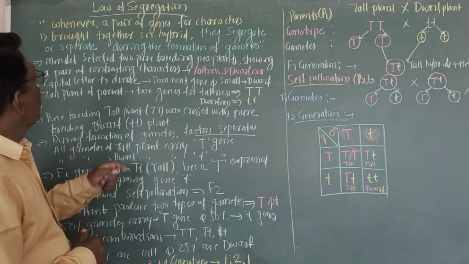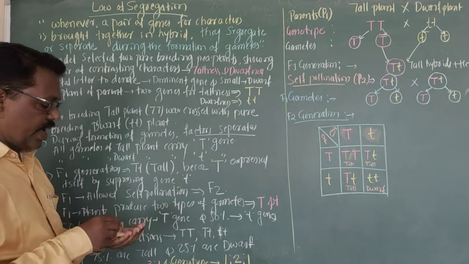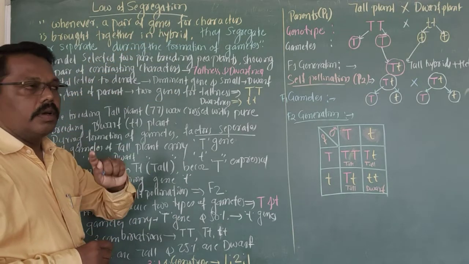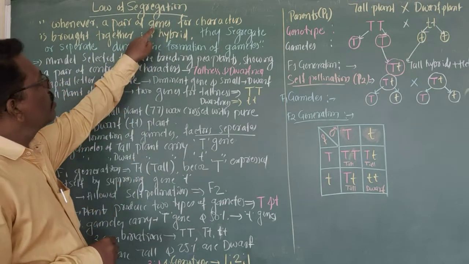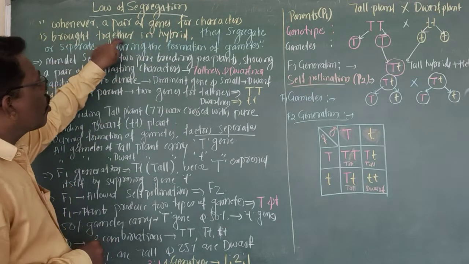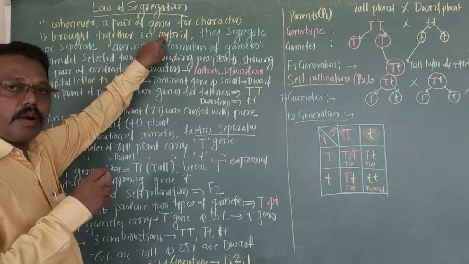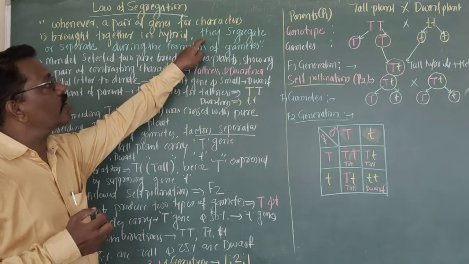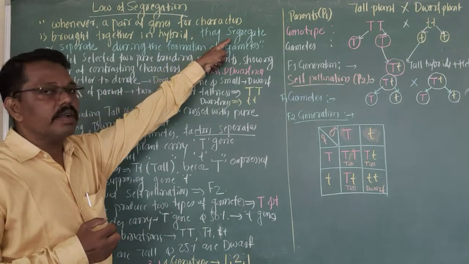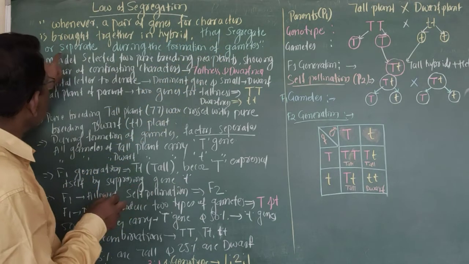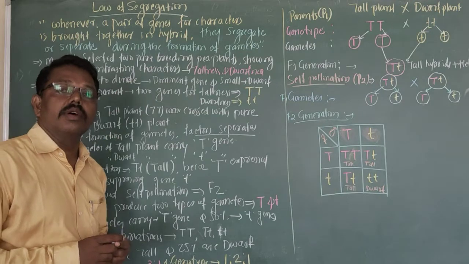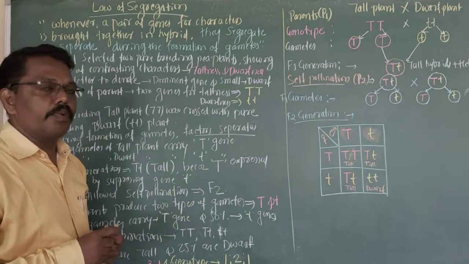This law states that whenever a pair of genes for a character are brought together within a hybrid, they will become separate, or segregate, during the formation of the gamete. That is called what? The law of segregation or the law of purity of gametes.